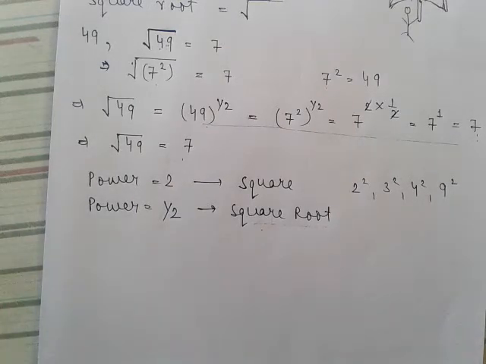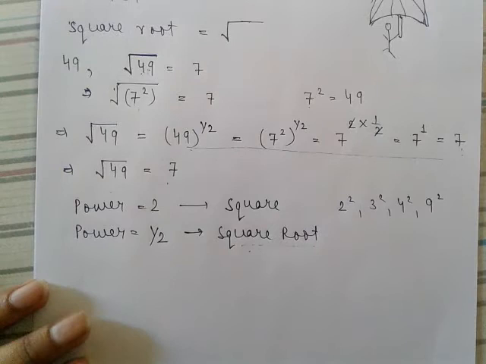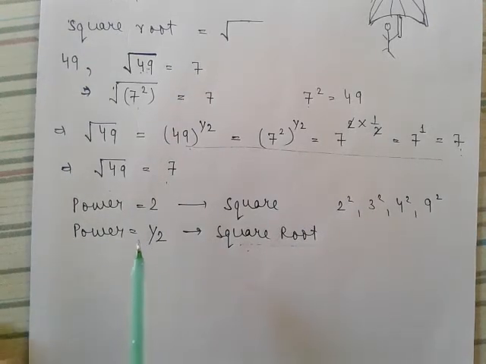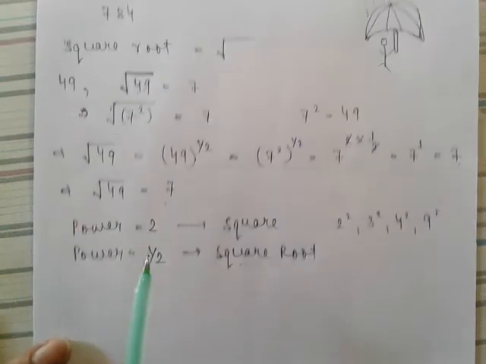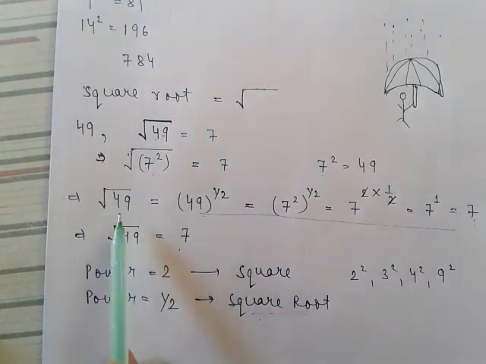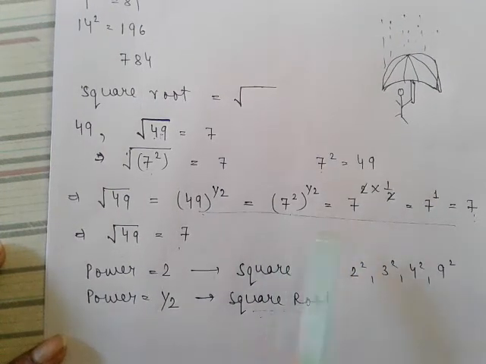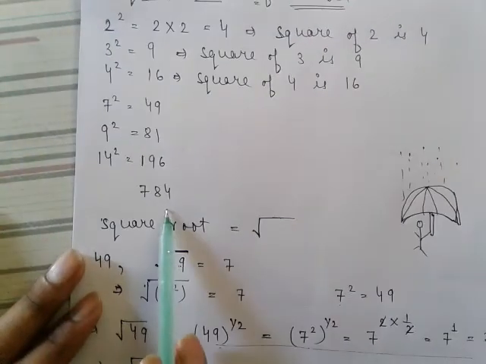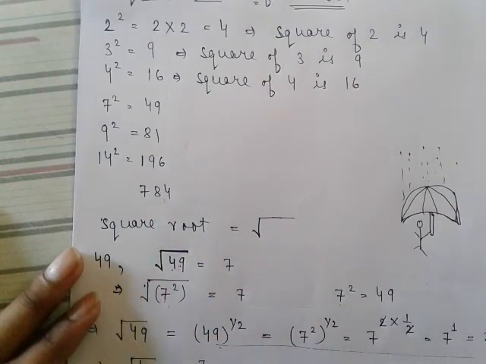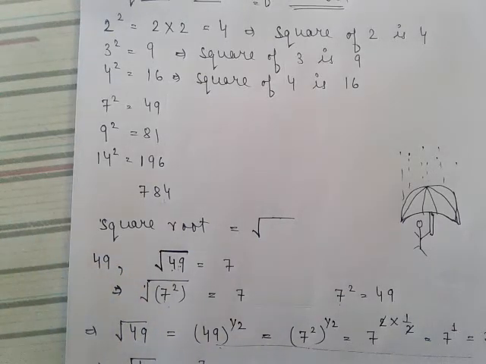So now you understand the square root concept, but how to find a square root? We just learned that square root simply means taking a power of 1 by 2. Here we know that 49 is the square of 7, that is why we write 7 squared and solve. But in the case of 784, we did not know which number's square is 784. That is what we want to find out. That is why we use the concept of square root, isn't it?